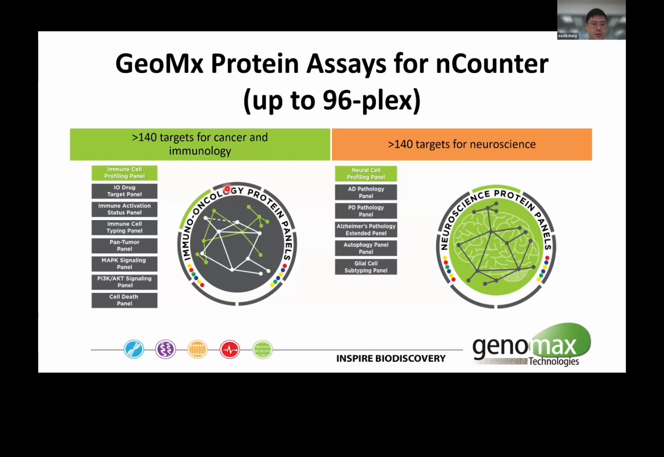Or if you're not looking at gene expression, you want to do a protein assay, they have also panels for that. They have two different panels, one for cancer immunology and then one for neuroscience. So from there you can pick up to 96 proteins from the more than 140 targets available.